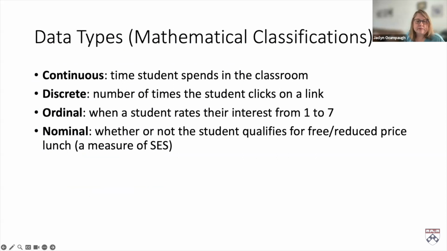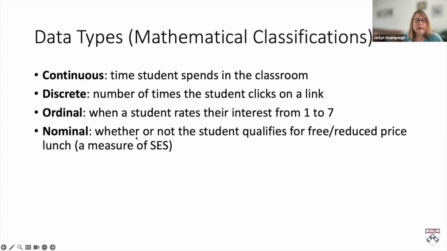Now, in terms of data types, there are mathematical classifications that I'm sure you're learning about in the other areas of this course, and possibly you've learned about in a ton of other classes. I'm sure there are a lot of you that have a lot of experience with this. So we might have continuous data, so how much time somebody spends can be measured in a very continuous fashion. We could have discrete data, so the number of times that people are clicking on links is going to be a whole number. We can have ordinal data where a student is going to rate their interest from 1 to 7 or rate it with a nominal label on it.